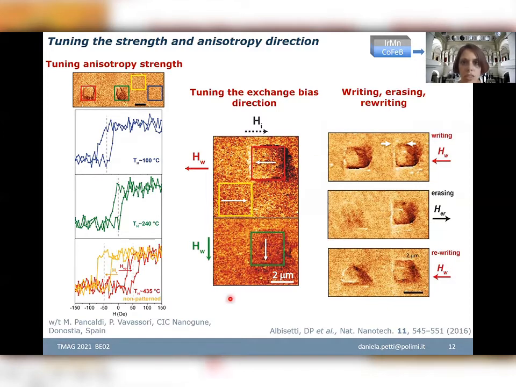Also, the direction can be tuned, so by changing the direction of the writing field we can write domains with different directions of the magnetization at remanence. And on the right, you can see that it's possible to write, erase and rewrite. In this case, we write a square, then we erase only the left square, and then we write a triangle on top of it.